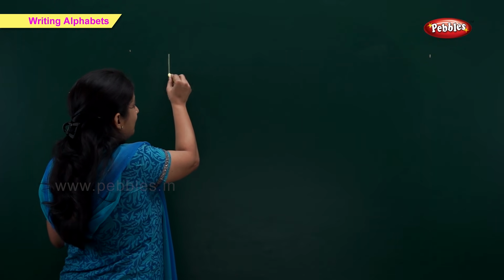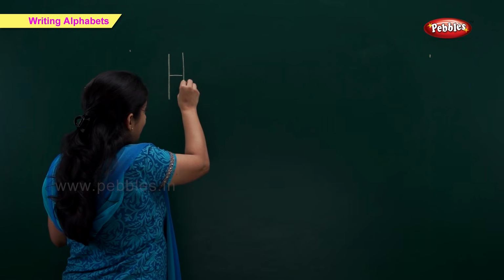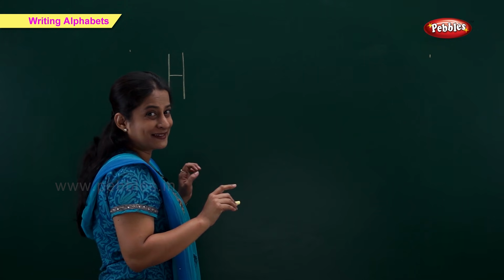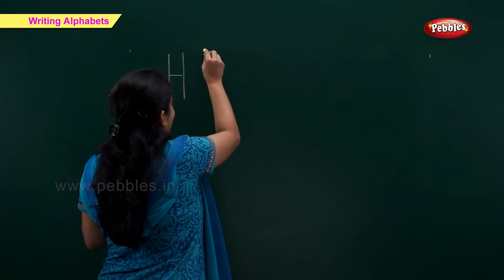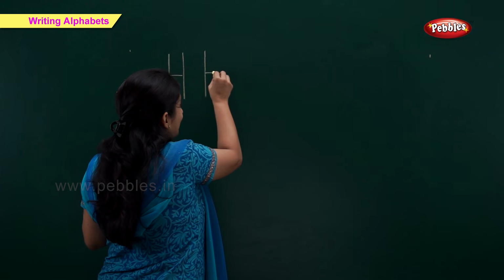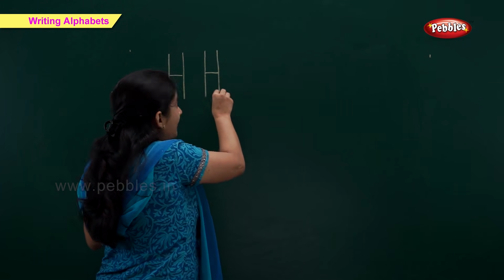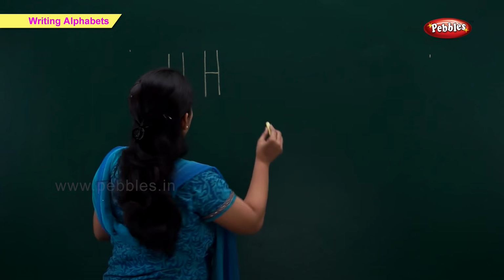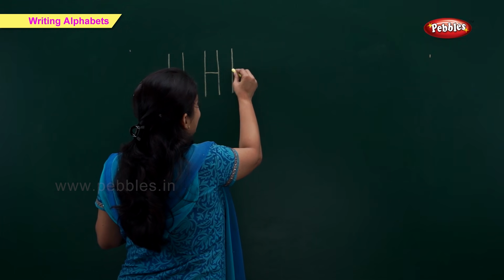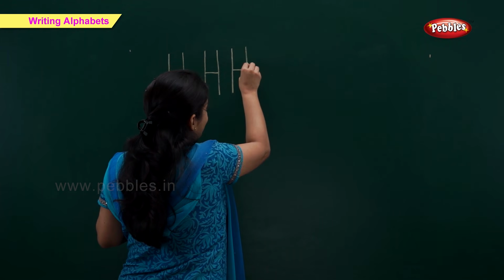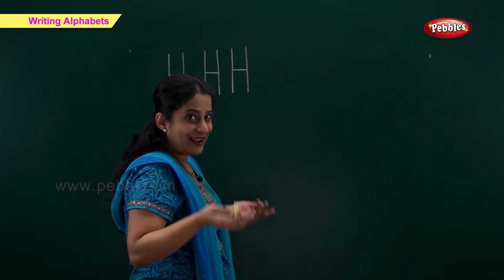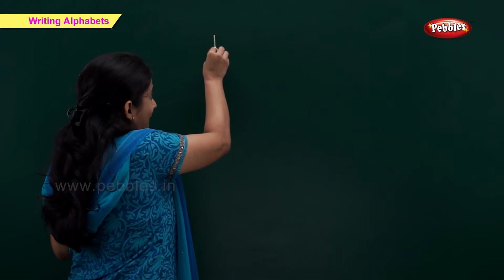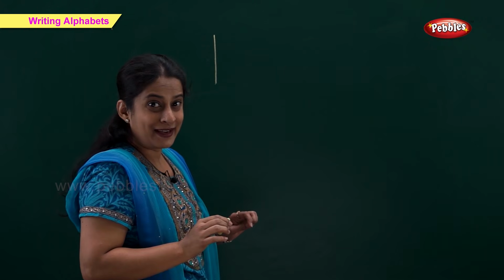One standing line, one sleeping line, one more standing line makes H. One standing line, one sleeping line, one more standing line makes, now you tell me, yes, H. Now we are going to write a very simple letter, I. Just a standing line makes I.